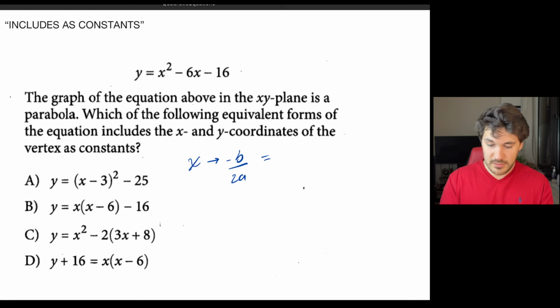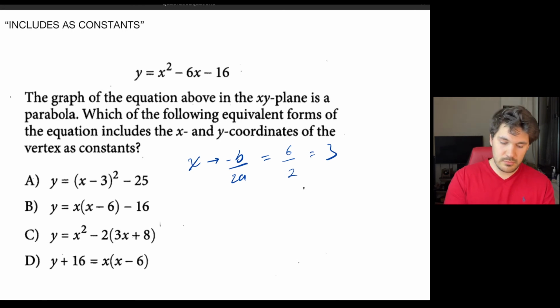So this is going to be 6 over 2, which is equal to 3. So just which one has a constant of 3 in it? We don't even have to go anywhere. It's going to be A.